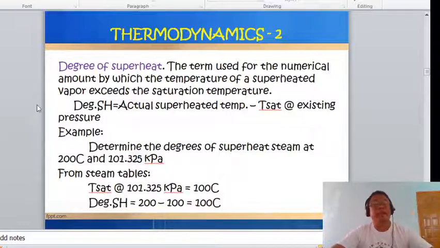Okay, example class. Determine the degrees of superheat of steam at 200 and 101 kilopascal. Take note class, the saturation temperature at 101 is 100. So therefore, the degree superheat now is 200, which is the actual temperature of the superheated steam, minus the saturation temperature at 101.325, which is 100 degrees Celsius. So, take note class, that is the degree superheat.